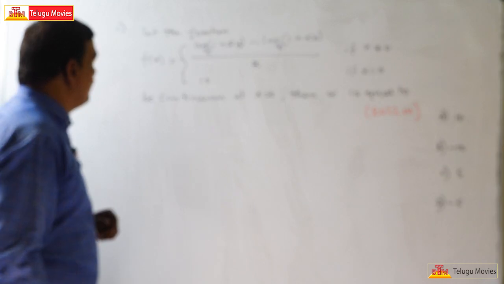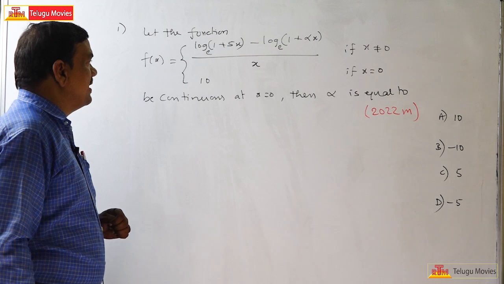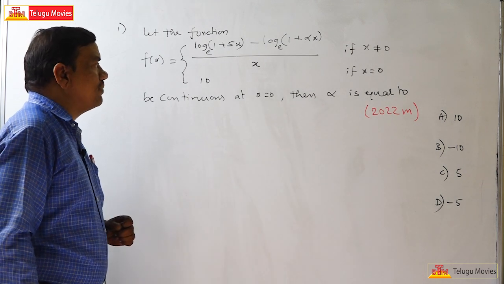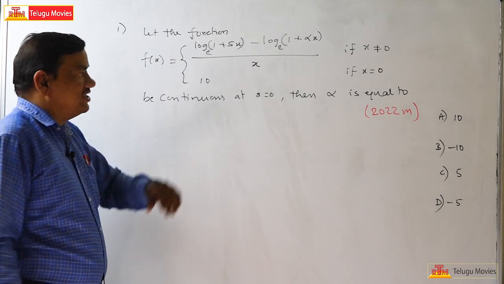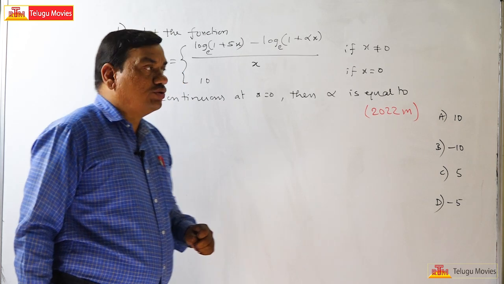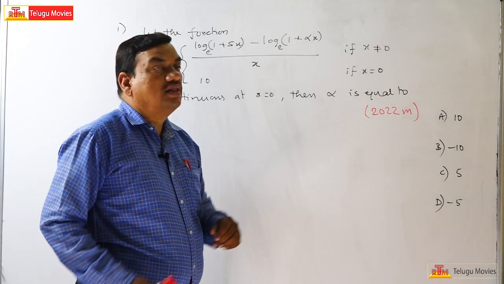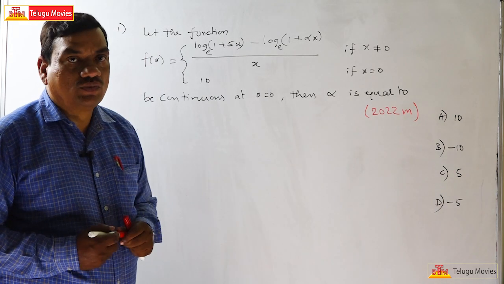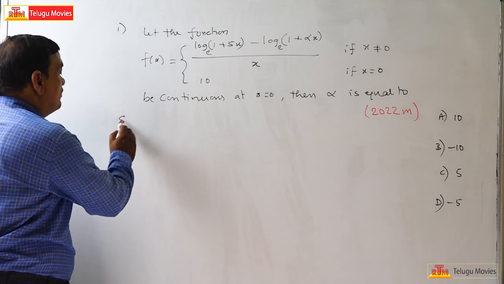Let the function f of x be equal to log of (1 plus 5x) to the base e minus log of (1 plus alpha x) to the base e, whole divided by x, if x is not equal to 0. Its value is 10 if x is equal to 0. If it is continuous at x equal to 0, then alpha is equal to. Okay, so this problem is given. Let us see the solution of this problem.